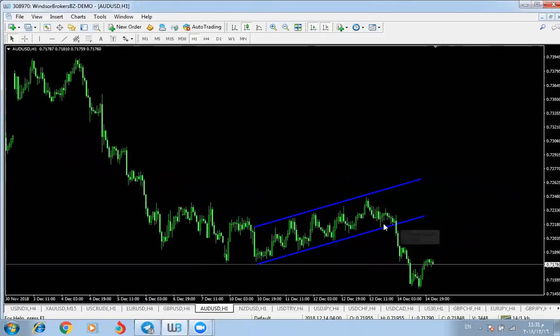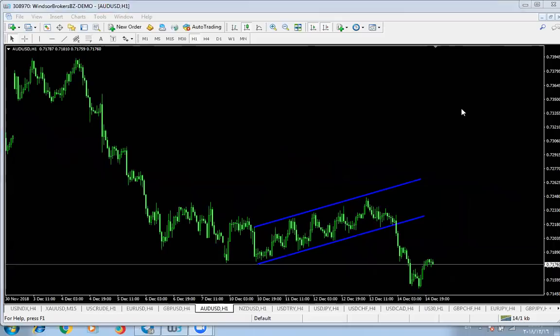For the USD, I have sent you a very nice entry point from this place to sell the USD on my Telegram channel. I have shown you this point to join the sellers to the downside.